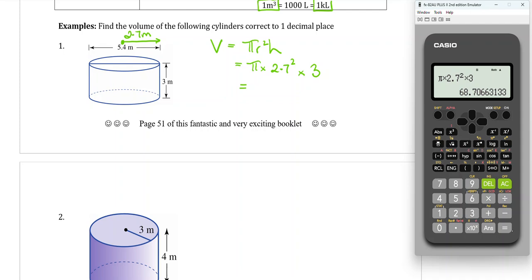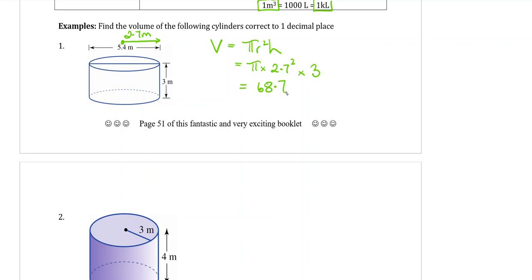Is it 20? Did you put a squared on your 2.7? Oh, no. Did you get that answer? Yeah. So to one decimal place, we want the 68.7 and the 0 will round down. So we'll say 68.7 metres cubed is volume.